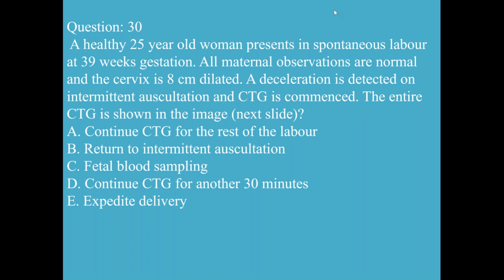Question 30. A healthy 25-year-old woman presents in spontaneous labor at gestational age of 39 weeks. All maternal observations are within normal limits and the cervix is 8 cm. A deceleration is detected on intermittent auscultation and CTG is commenced. The entire CTG is shown in the image on the next slide. Then we should find the option: continue CTG for the rest of the labor, return to intermittent auscultation, fetal blood sampling, continuous CTG for another half an hour, or expedite delivery.